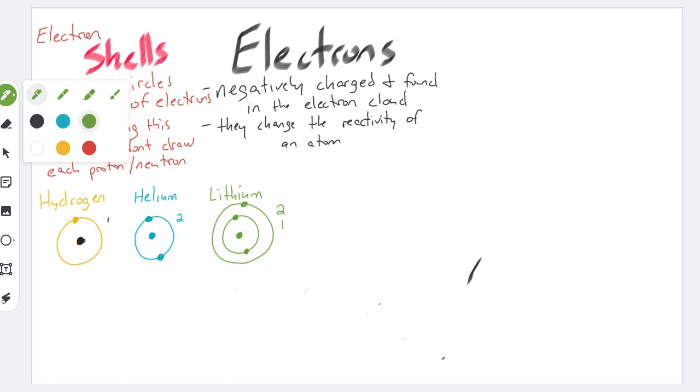The reason we drew 3 electrons there is because lithium has 3 protons, and this is neutrally charged, or it doesn't have a charge, and so it's going to be 3 electrons to balance out the 3 protons that are in that nucleus.